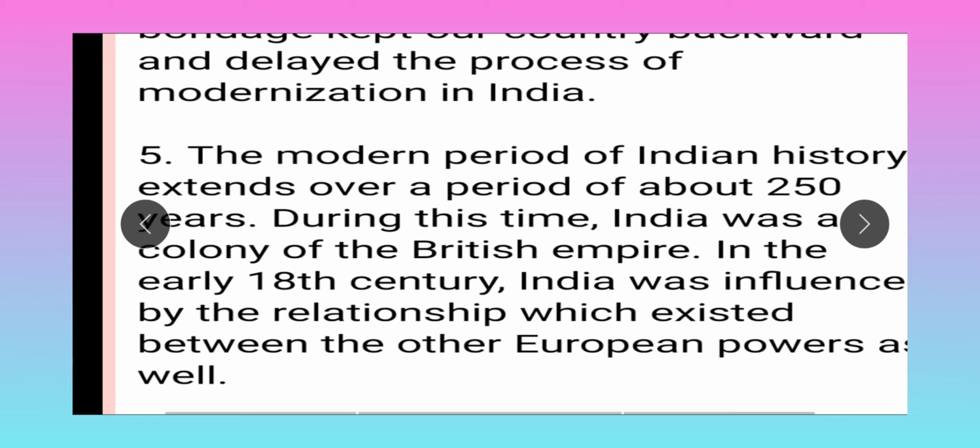Now fifth one, the modern period of Indian history extends over a period of about 250 years. During this time India was a colony of the British Empire. In the early 18th century, India was influenced by the relationship which existed between the other European powers as well. That means that in that period, about 250 years ago, India was under the British Empire.